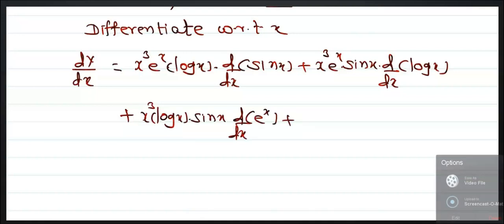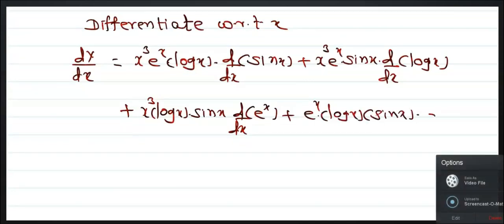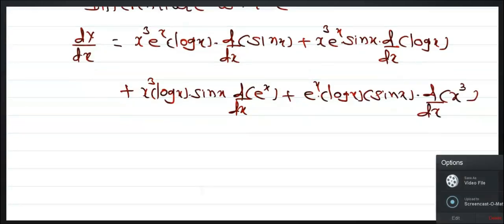Now next is e raised to x log x sin x ddx of x cube. And in this way, the derivative of sin of x is cos of x, derivative of log of x is 1 upon x, derivative of e raised to x is e raised to x, and derivative of x cube is 3x square.